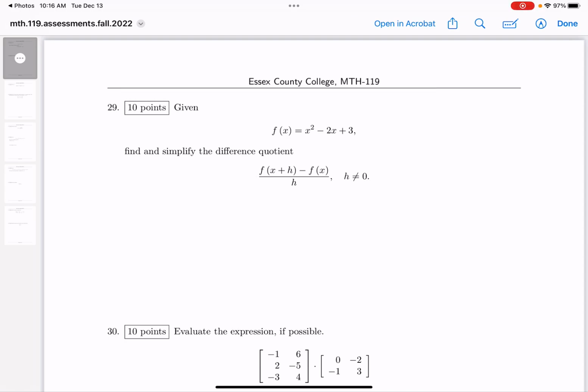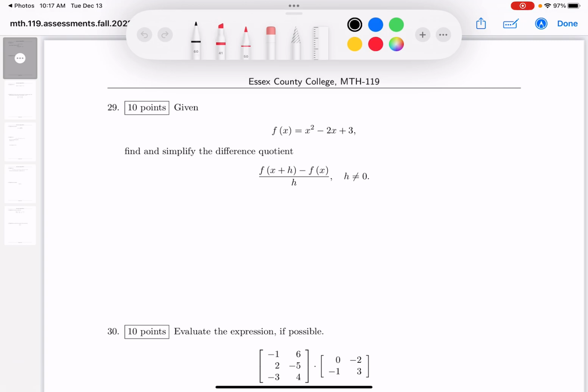Okay, let's start with 29. They want to find the difference quotient and tell me what that is. So let's go through it one step at a time. The difference quotient: f of x plus h minus f of x, divided by h. Well, let's put this down.